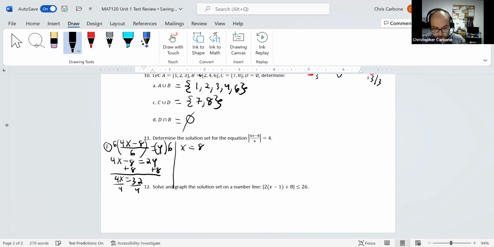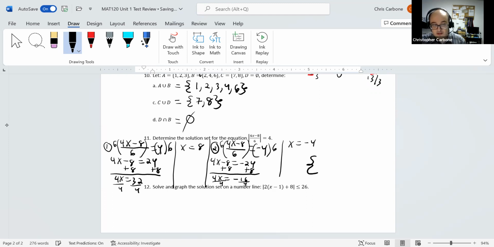The second one that we need to do is the negative version. 4x minus 8 divided by 6 is equal to negative 4 due to those absolute value symbols. So now we can multiply both sides again by 6. But this time we get 4x minus 8 is equal to negative 24. So now when we add 8 to both sides, we get 4x is equal to negative 16. We could divide by 4 here to get ourselves an answer of x is negative 4. So our solution set here would be -4 and +8.